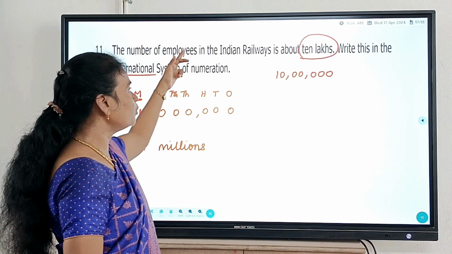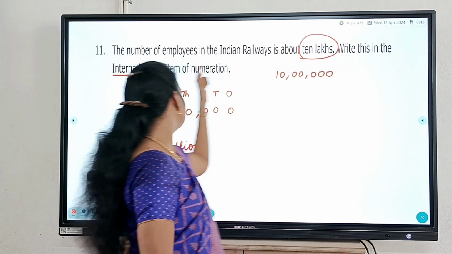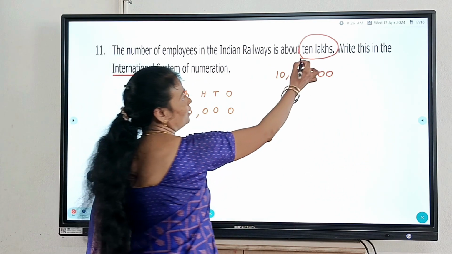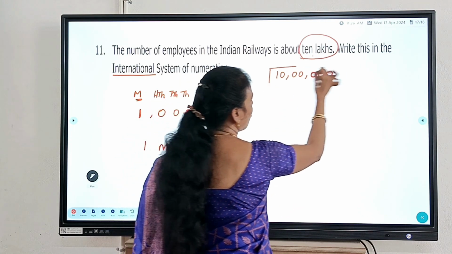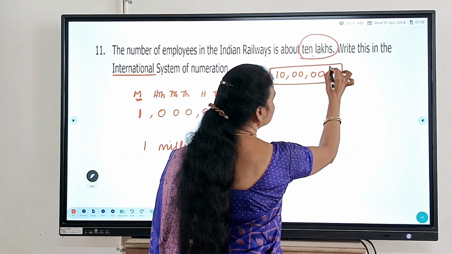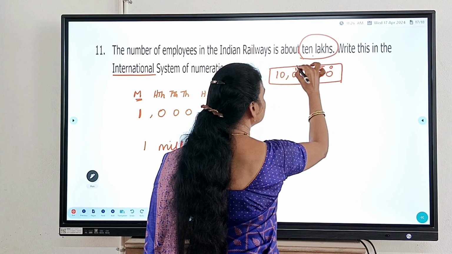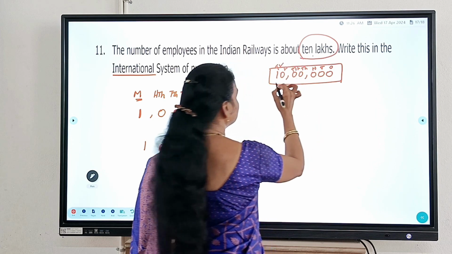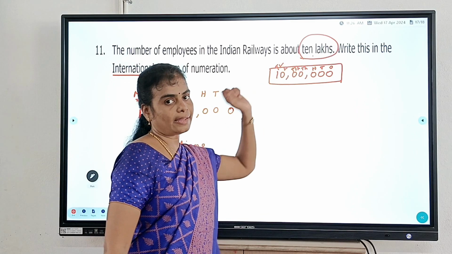The number of employees in the Indian Railways is about 10 lakhs. Write this in the international system of numeration. So 10 lakhs comes in the Indian system and it will be written in this form. Isn't it? Because this is ones, tens, hundreds, thousands, 10,000s, lakhs, and 10 lakhs. So this is the number for 10 lakhs.